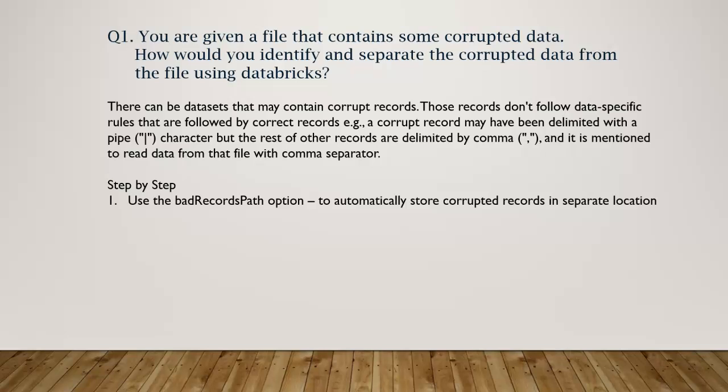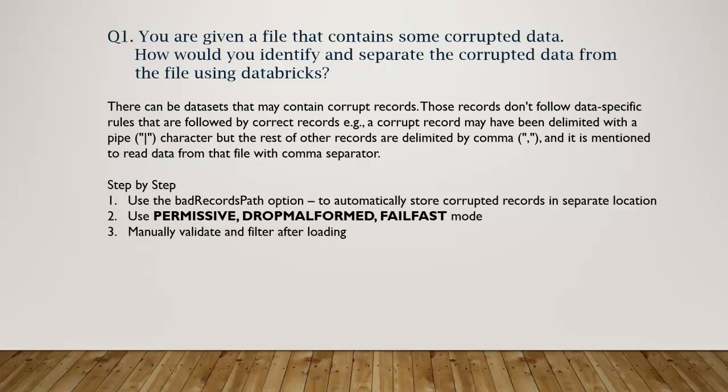The first step is to use the bad records path option. It's a function that will help you to automatically store corrupted records in separate locations. Second will be to use the permissive, drop malformed, or fail fast mode. These are the functions that you have to use.